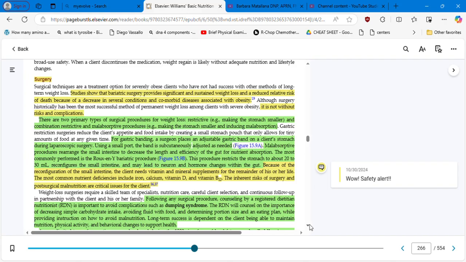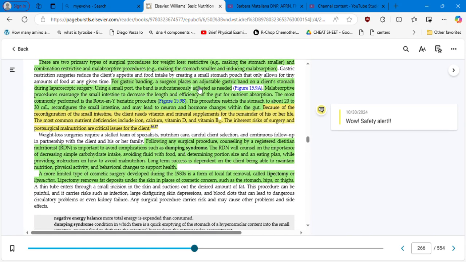I don't like that. For gastric banding, a surgeon places an adjustable gastric band on a client's stomach during laparoscopic surgery. Using a small port, the band is subcutaneously adjusted as needed. And then we're going to see the picture. And then we have another one that is very popular. The most commonly performed is the Roux-en-Y bariatric procedure. This procedure restricts the stomach to about 20 to 30 ml, reconfigures the small intestine, and may lead to neuron and hormone changes within the gut.